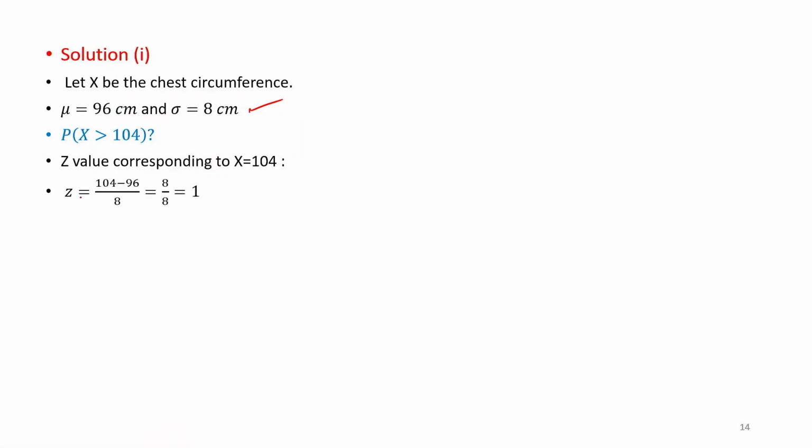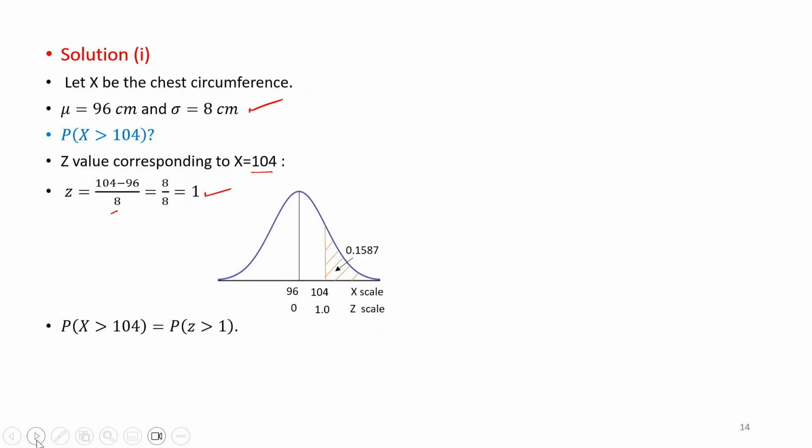So z equal to x minus mu by sigma. So x is in this case 104, mu is 96, sigma is 8. So this becomes 1. So z value is 1. Now I need to know what is the probability that x is going to be more than 104. That means it is equivalent to saying probability of z going to be more than 1. They are same.